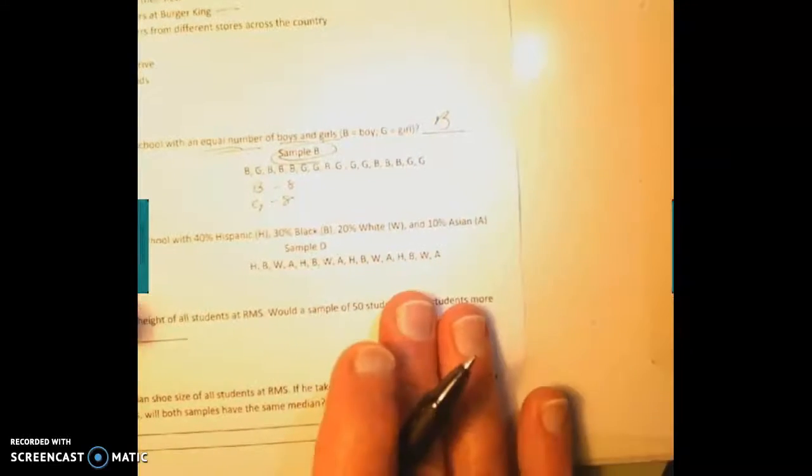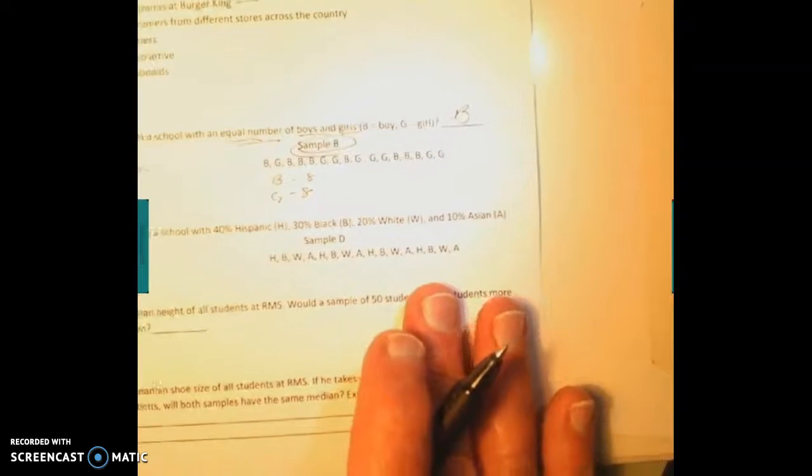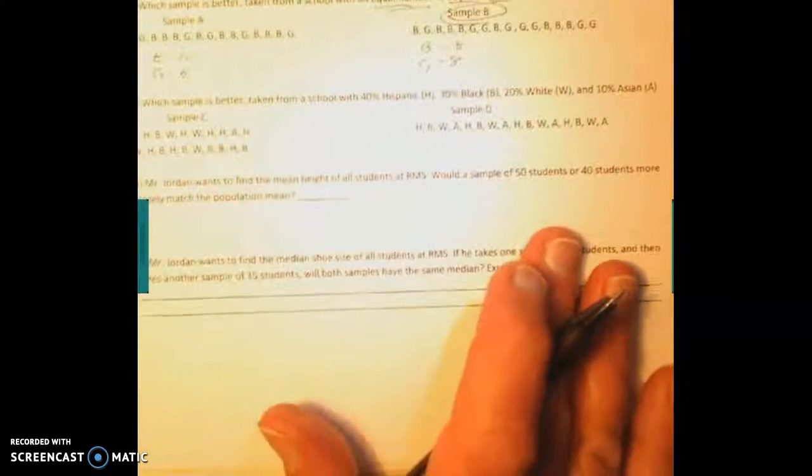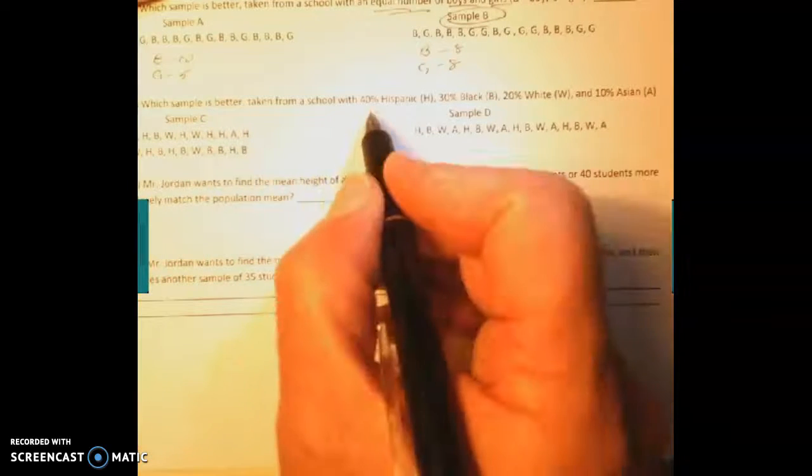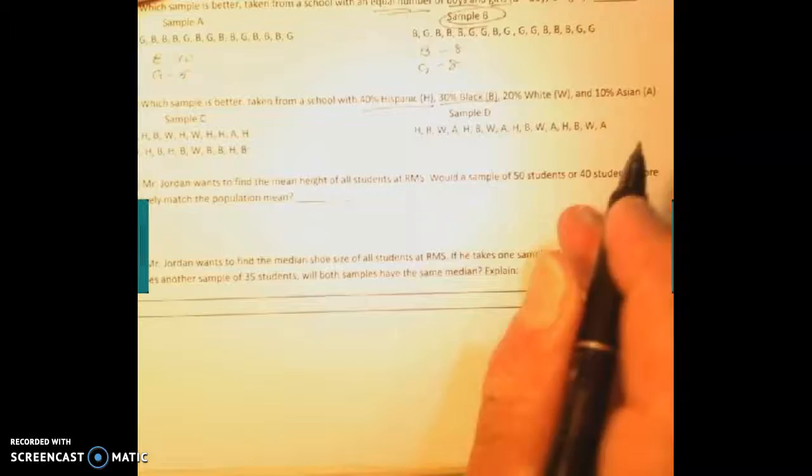The population as a whole. So this one, the boys, 1, 2, 3, 4, 5, 6, 7, 8. 8 boys. The number of girls, 1, 2, 3, 4, 5, 6, 7, 8. 8 girls. Again, since it's an equal number of boys and girls in the population, sample B is the better representation of the whole population. Number 4. Which sample is better, taken from a school which is 40% Hispanic, 30% black, 20% white, 10% Asian.